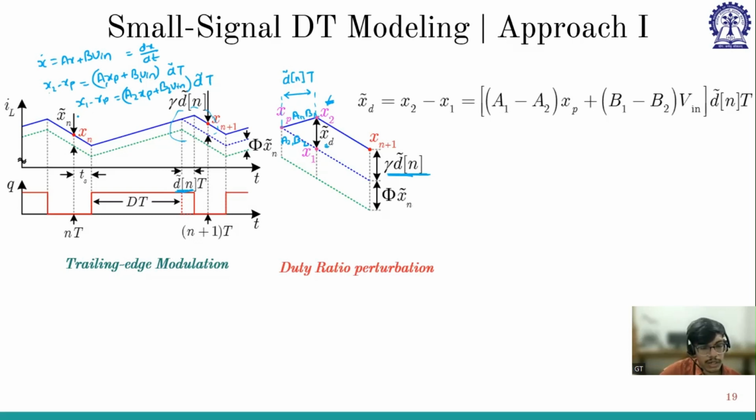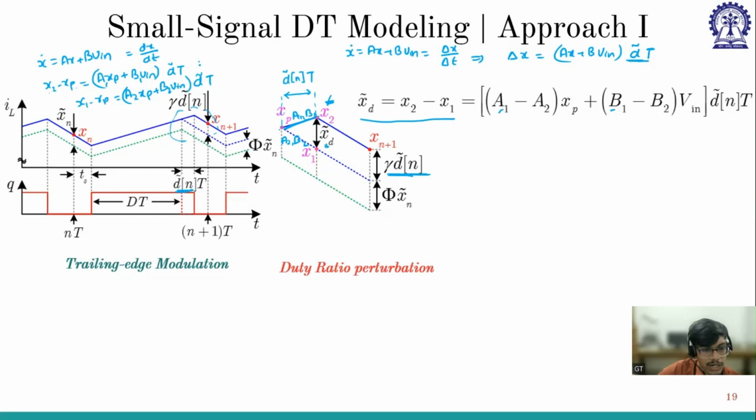Can you explain it for one second? For this part, I want to get xd perturb. To know xd perturb, I need x2 minus x1, right? I know the expression x dot is equal to ax plus bv, and x dot is delta x by delta t. So if I transfer delta t to that side, I will get ax plus bv into delta t. My delta t is d perturb t. So if I want delta x for x2, it is nothing but x2 minus xp. What are the matrices? It is on time, so the on-time matrices are a1 and b1. So a1 into xp plus b1 into v into d perturb t.